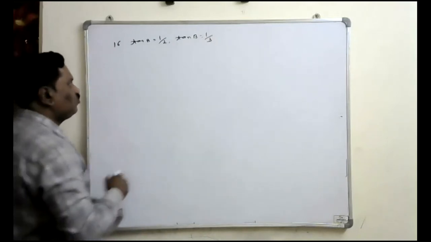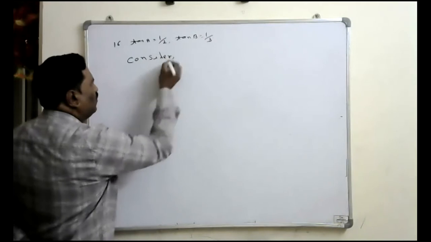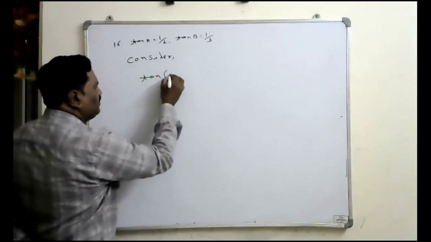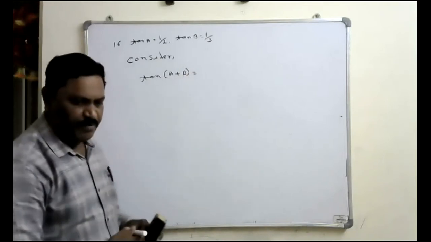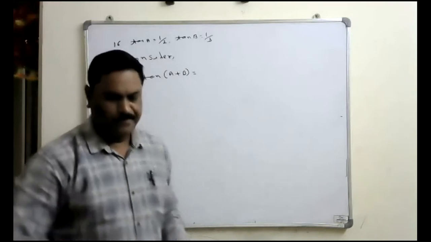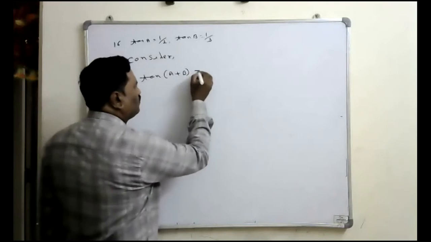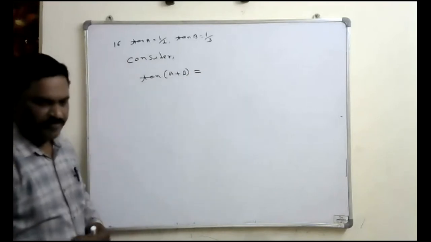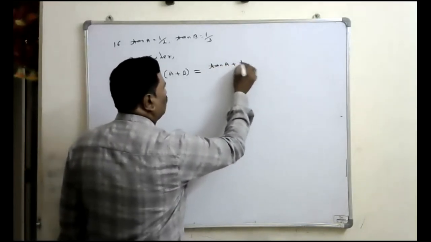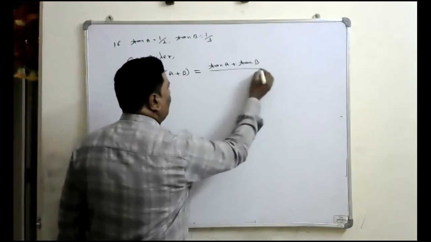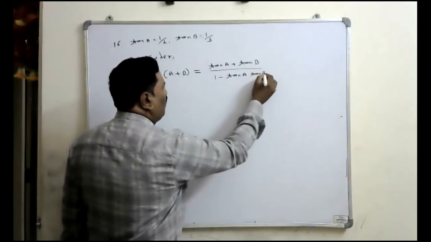To find this, first I will consider the formula of tan of A plus B. Tell me what is the formula for tan of A plus B? I had given the formula directly. What is the formula for tan of A plus B? Tan A plus tan B upon 1 minus tan A tan B. So this is the formula for tan A plus B.